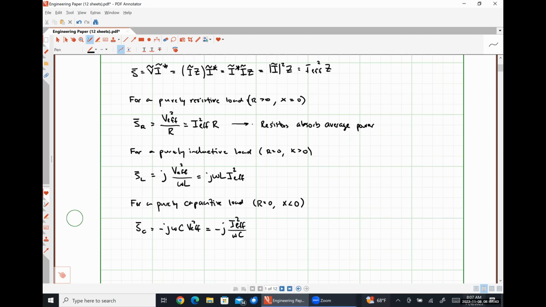Looking at our relationship for a purely inductive load, we can see that there's no real term, right? So expressed as a rectangular complex number, we would have 0 plus J times this thing. We're always going to get a positive result because the square of the voltage or the square of the current is always going to be a positive number. So from this, we can say that inductors absorb reactive power.